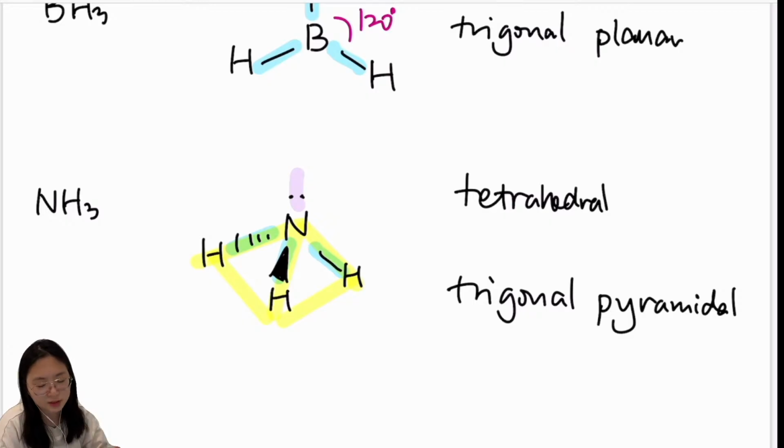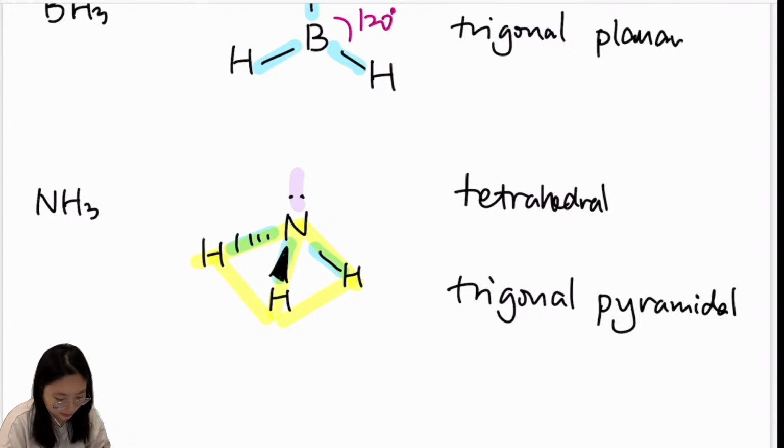Most likely, you're not going to be directly tested on this, but you will be asked whether this is a polar or non-polar molecule. Or you will be asked to compare the intermolecular forces. Intermolecular force depends on whether the molecule is polar or non-polar. And how do we determine if a molecule is polar or non-polar? It depends on molecular geometry.